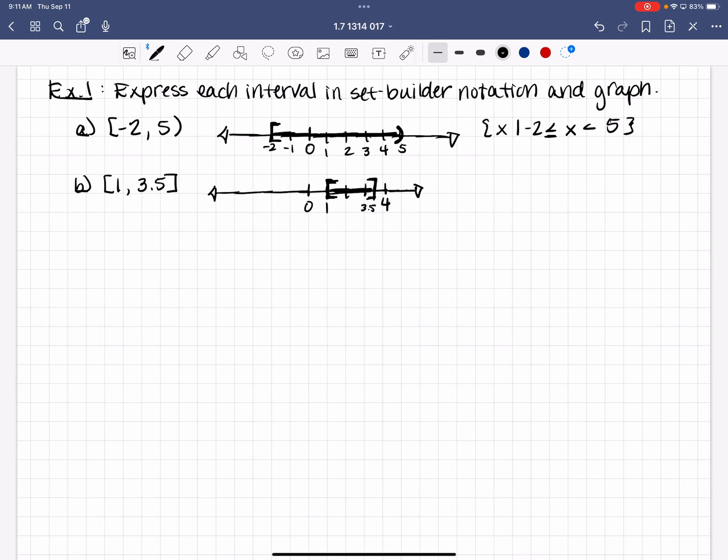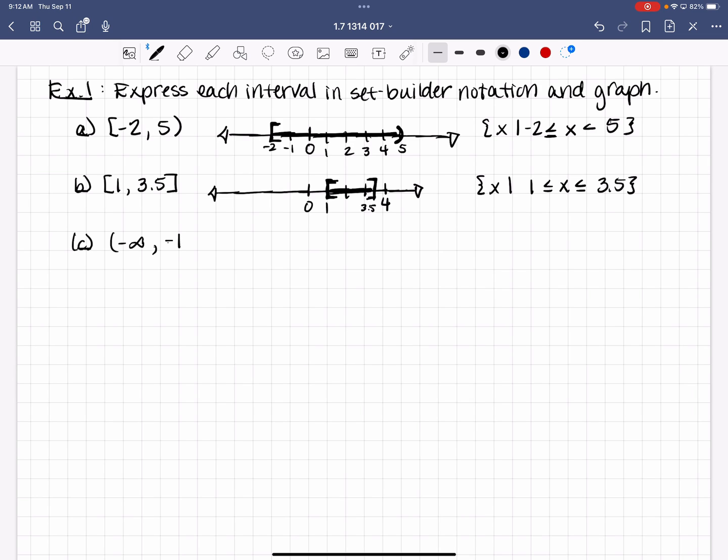You're done with your graph now. I'm gonna start with my set builder. I start off x such that, put my x in the middle. Put my inequalities. Are they equal to? Yes, they're both equal to because they're brackets. Write your numbers, 1, 3.5. Ta-da. We're done. Okay? It's not a hard concept. It's just you have to understand the notation. That's all it is. You have to understand what the notation means.